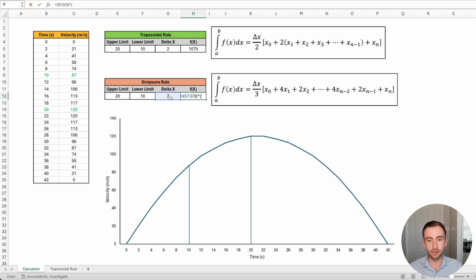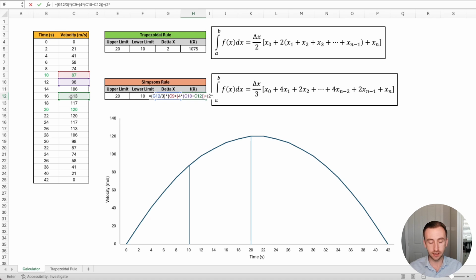We'll then put multiply. Open this bracket. Now it's going to become the initial term, which is our 87, plus 4 times, and then I'm going to add all the odd terms. So this is the first odd term, this is the second odd term, and we don't have another. So that's the first and the third. Then we close those 2 brackets.